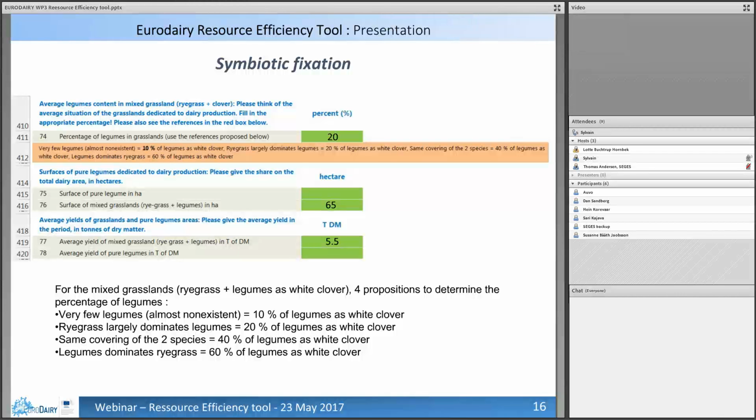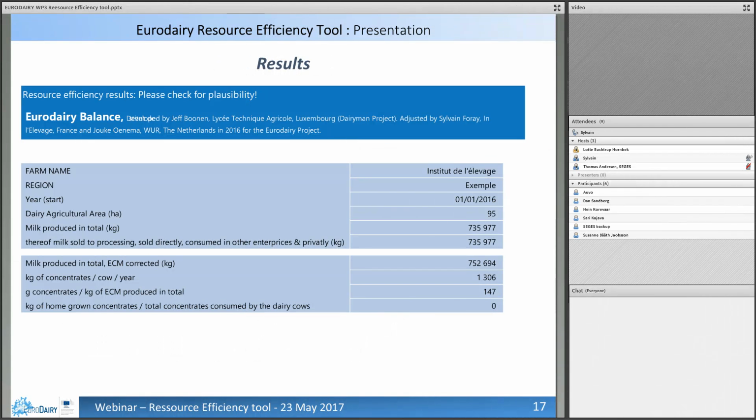For the example, in the experimental farm of Derval, you have 20% on average of legumes in grasslands. The surface of mixed grasslands is about 65 hectares, and the average yield is 5.5 tons of dry matter. So it's all the information. There's not a lot, but it's always a lot of data to be collected.